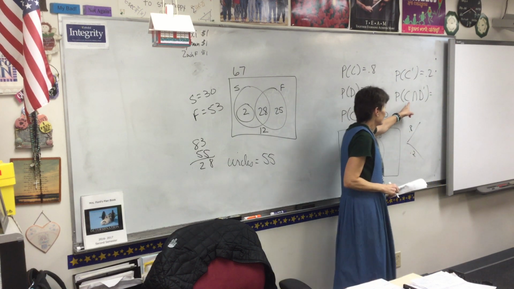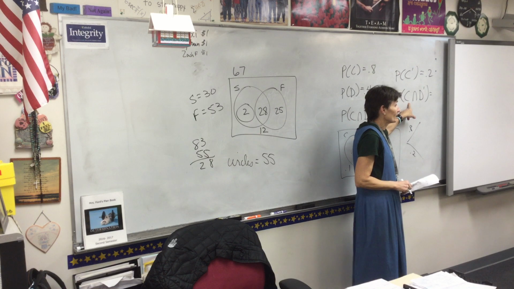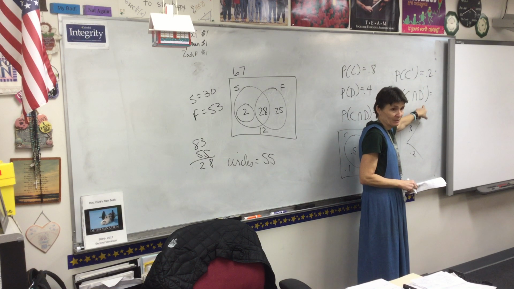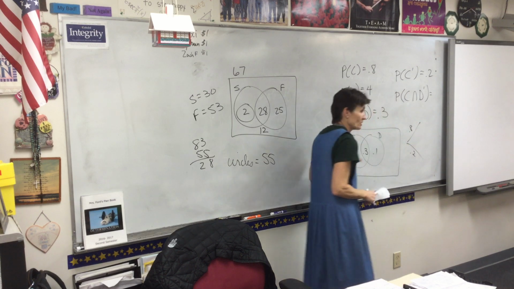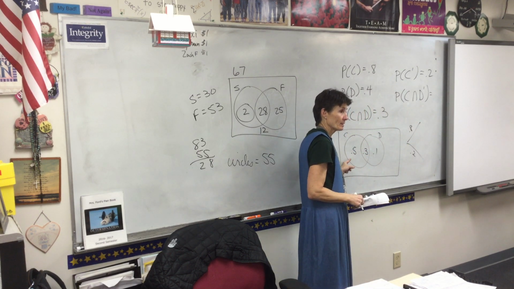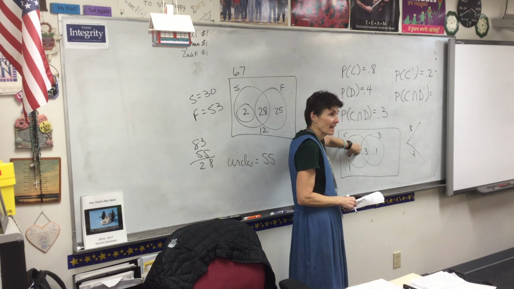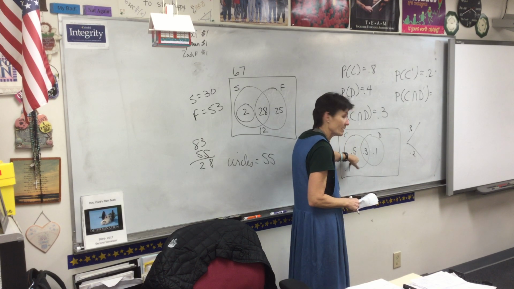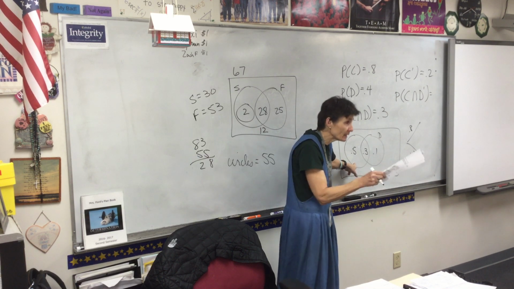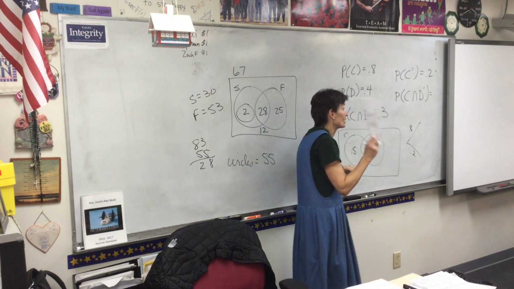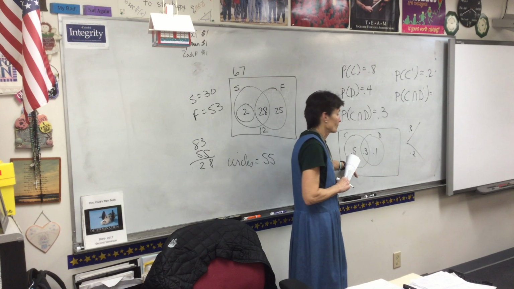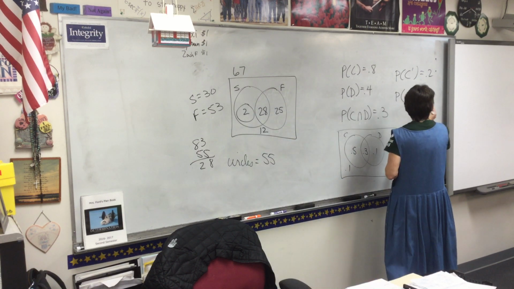Now what does this one say? I like coconut, but I do not like daffodils. Okay, so look at your picture. Where are the people who like coconut, but they don't like daffodils? Right there. Another way of saying that is they like only coconut. So that would be 0.5.